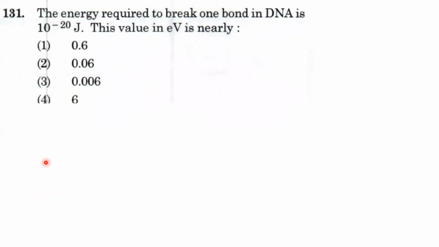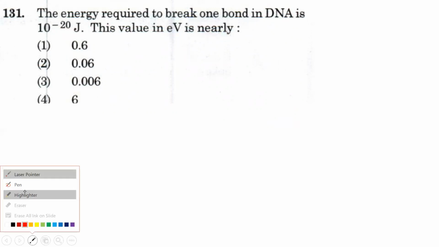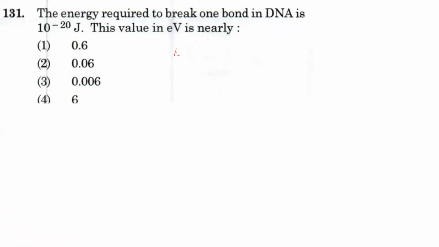131st question. The energy required to break one bond in DNA is 10 power minus 20 joule. This value in electron volt is nearly what? That means here the given energy is equal to 10 power minus 20 joule. We have to convert it into electron volt. That means we should know the relation between electron volt and joule.